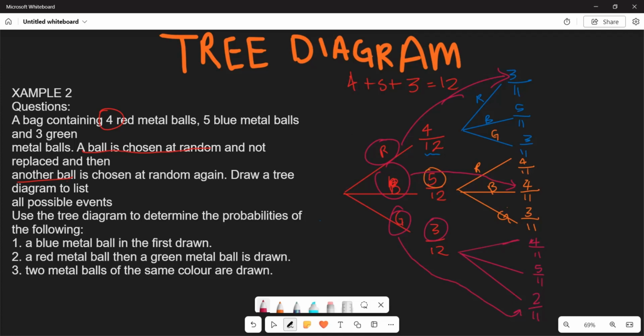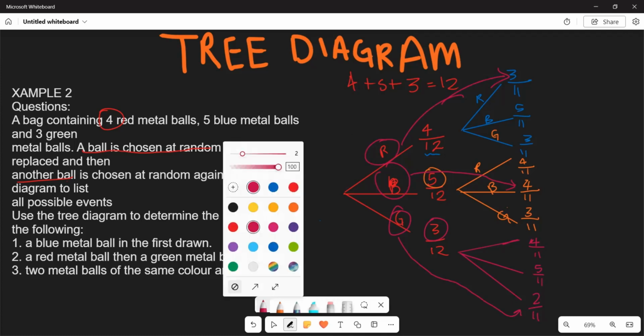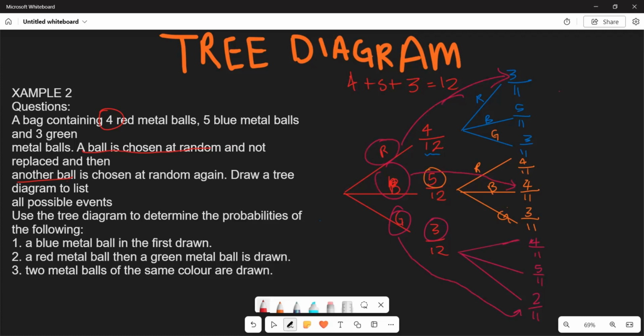Now let's see what the question requires us to do. The first question is, can we represent the events here? Before we even continue to answer this question, how can we represent this? The first event represents red and red, right? So this is the probability of red and red. The second one, the first one is red, but the second one is blue. So this is red and blue. And the third one is going to be red and green.